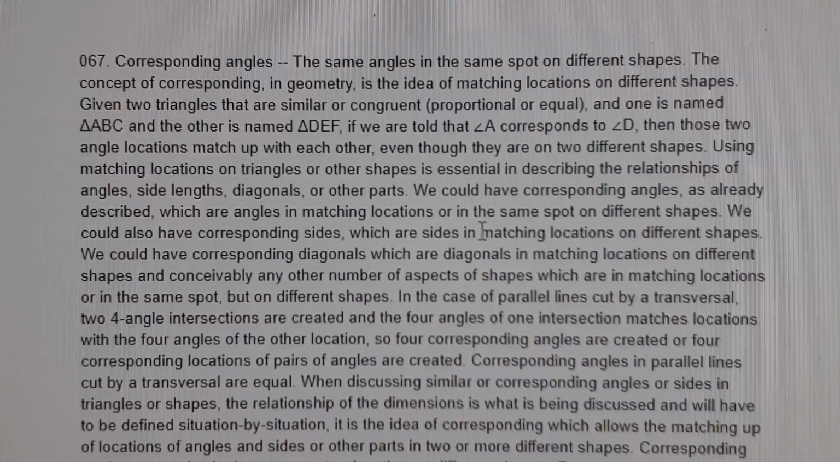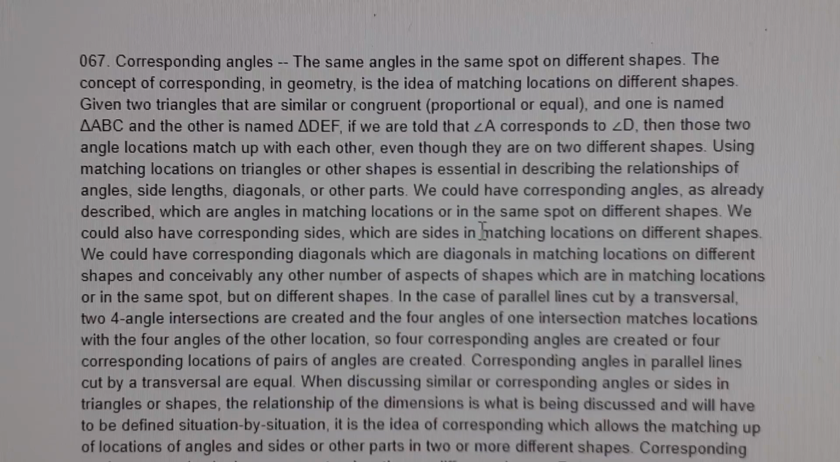In the case of parallel lines cut by a transversal, two four-angle intersections are created, and the four angles of one intersection match locations with the four angles of the other intersection. So four corresponding angles are created, or four corresponding locations of pairs of angles are created. Corresponding angles in parallel lines cut by a transversal are equal.